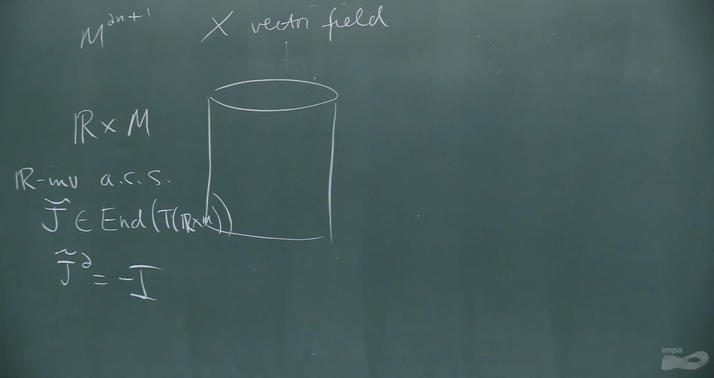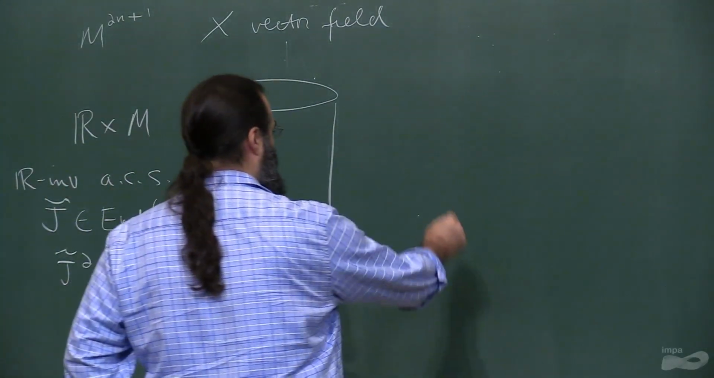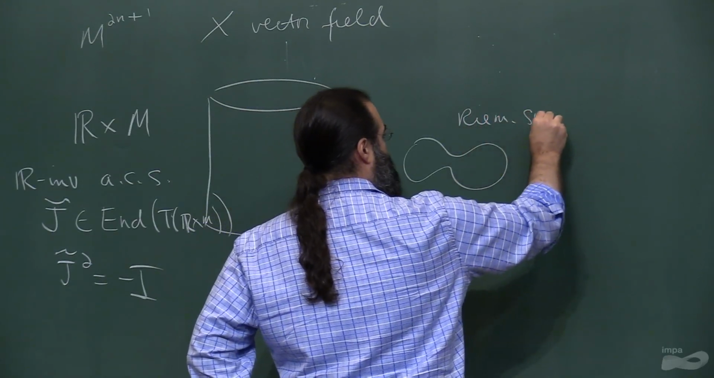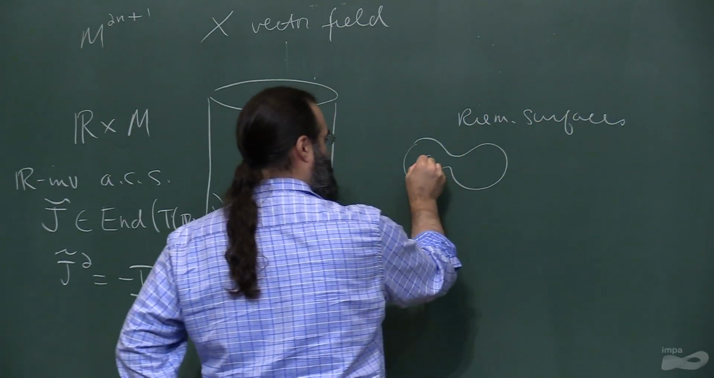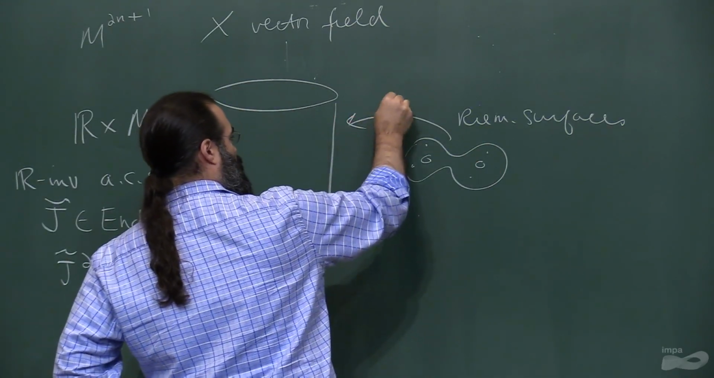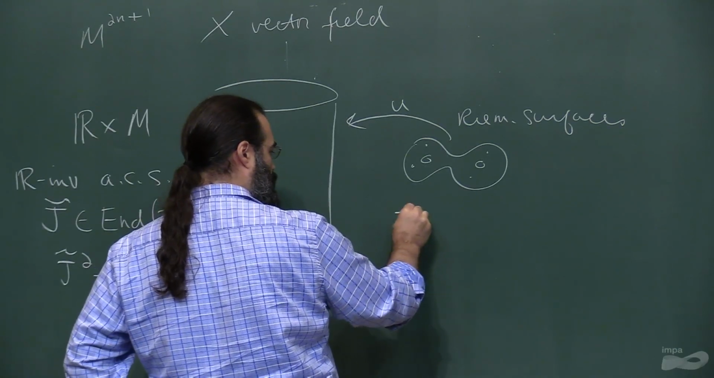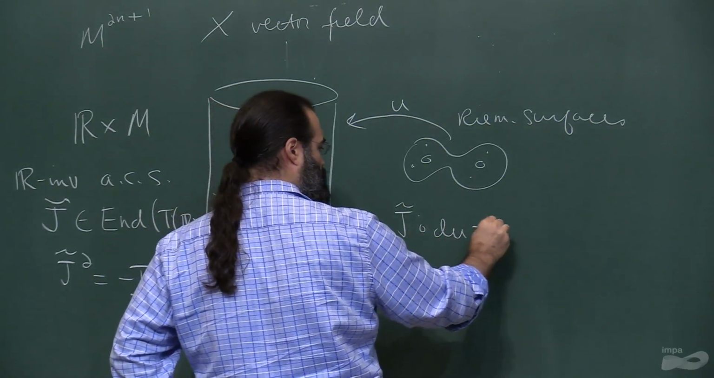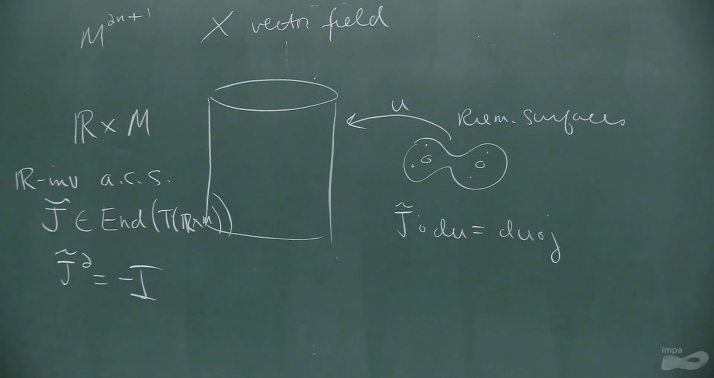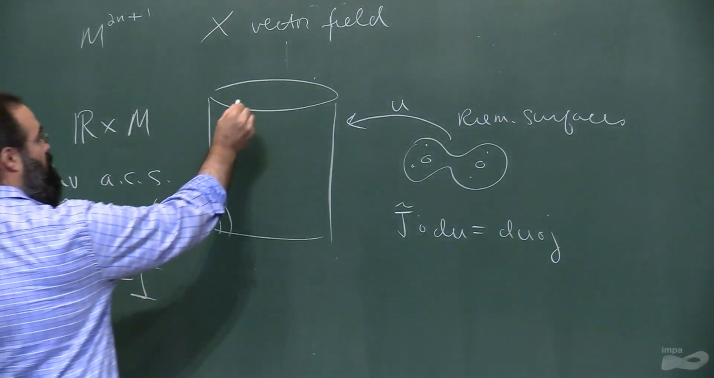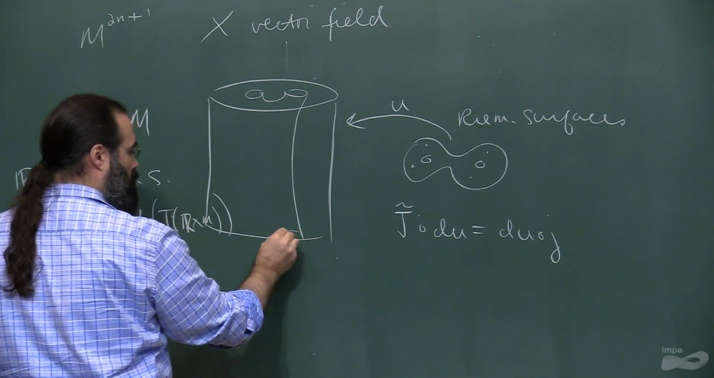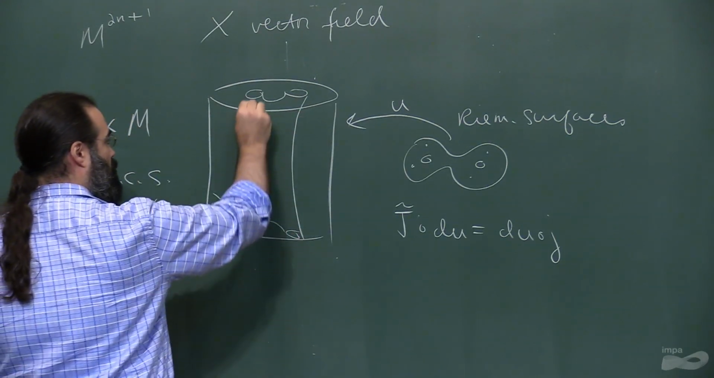Okay, and so we will study maps here from Riemann surfaces with punctures. So we take out a few points and we map these into here so that they are J-holomorphic, or the derivative is J-linear, complex linear. And these things will be asymptotic to periodic orbits of this vector field. Okay, so they should look something like this.